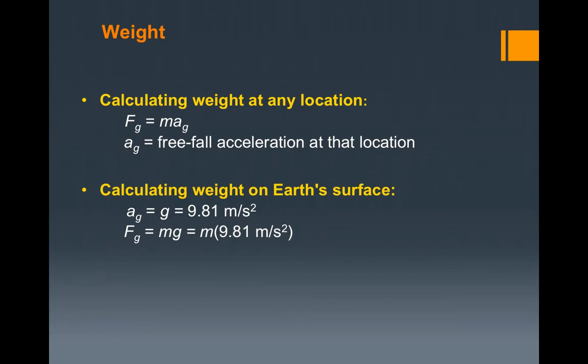So to calculate weight, and force and weight are again essentially the same thing. So weight is mass times acceleration, or mass times gravity. And so your force due to gravity is going to be equal to your mass times your acceleration due to gravity. On Earth's surface, and this is at sea level specifically, your acceleration due to gravity, which we just call g, is going to equal 9.81 meters per second squared.